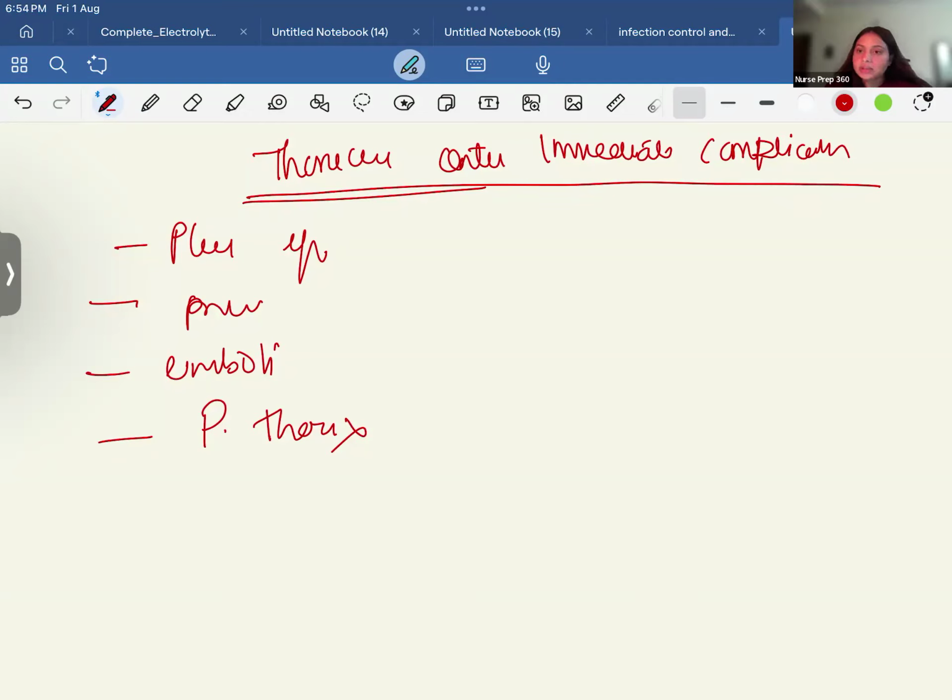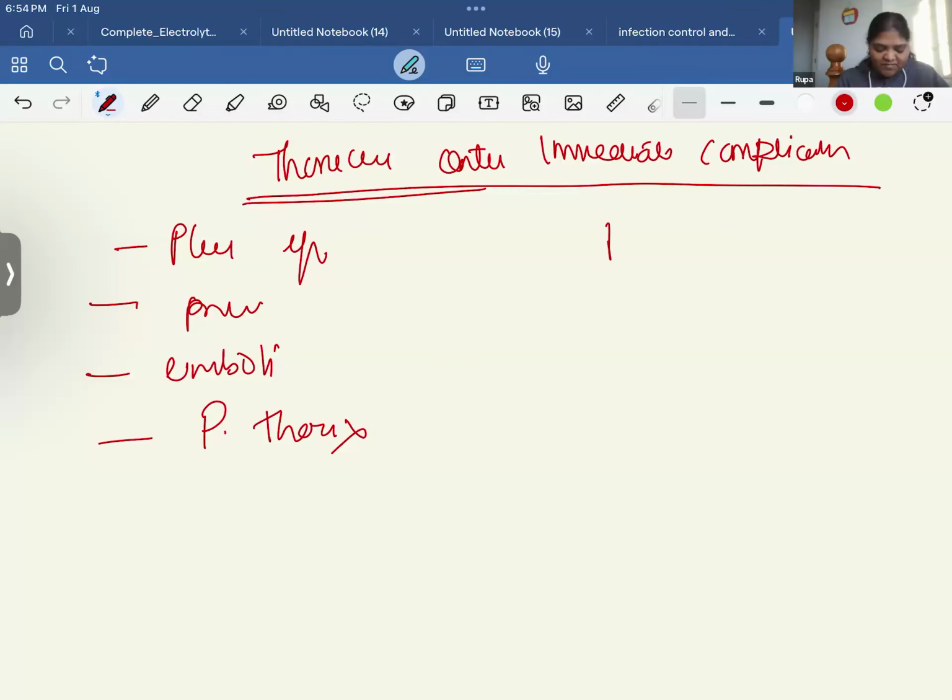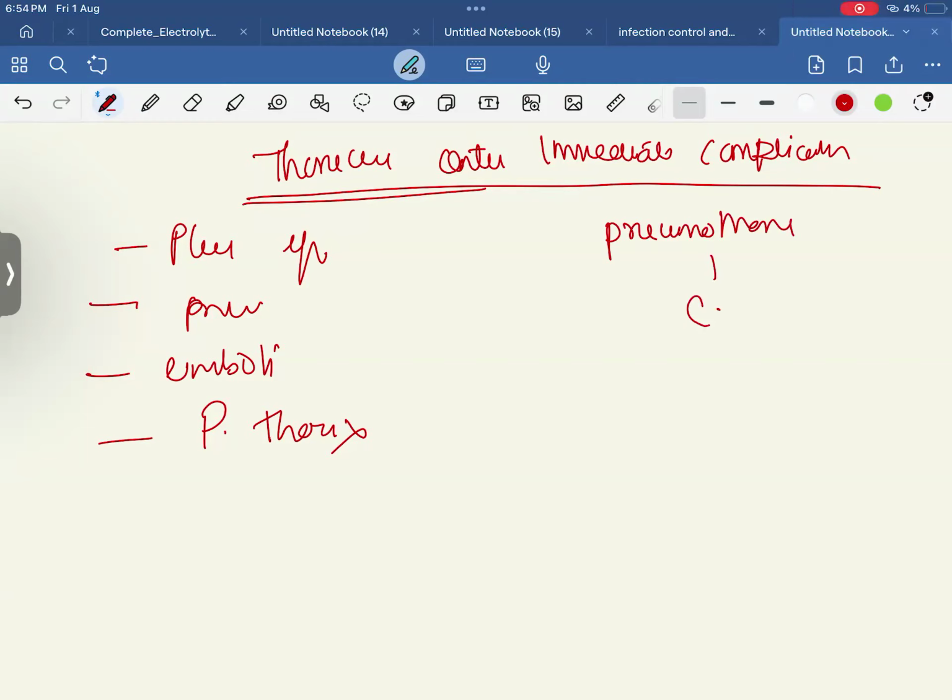Okay, there's a patient with a diagnosis of pneumothorax, and you are putting a chest tube to the patient. What is essentially you need to keep at the bedside? Pneumothorax, chest tube. What do you put in there?